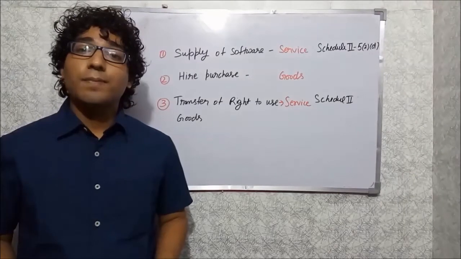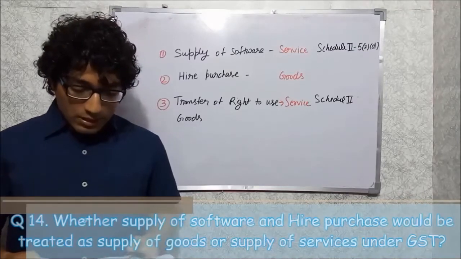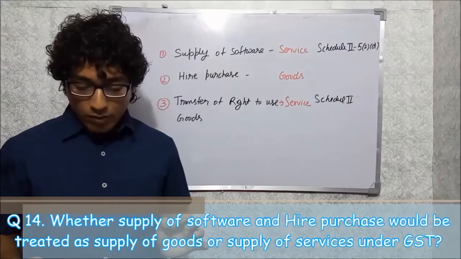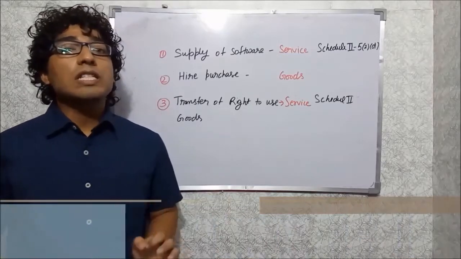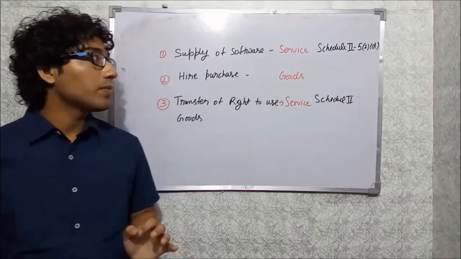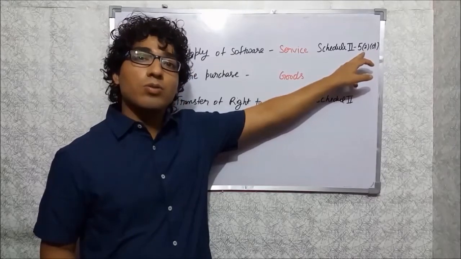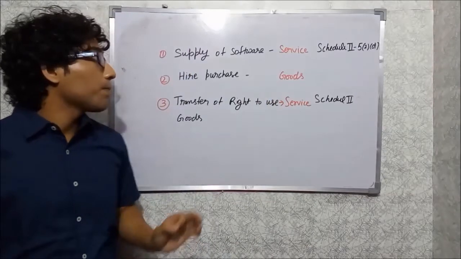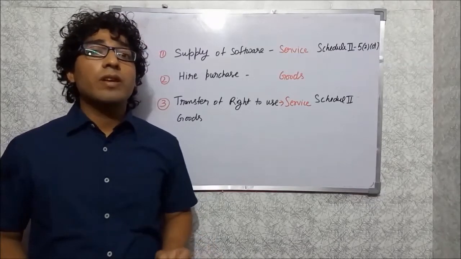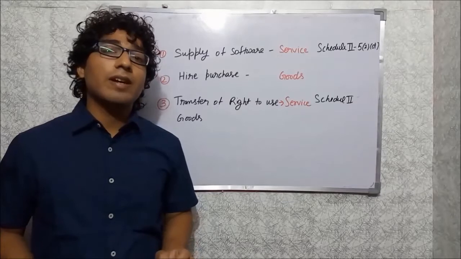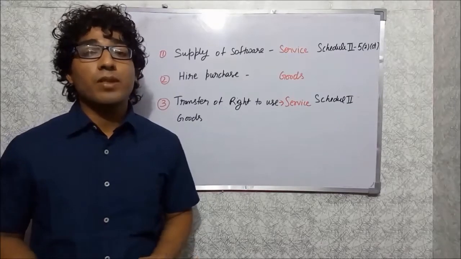And the next question is a very simple one, just about whether the activity is a supply of goods or a supply of service. So the question is whether supply of software and hire purchase will be treated as a supply of goods or supply of service. Schedule 2 especially covers the answer to this question. Serial number 5, clause 2, clause D of Schedule 2 talks about the supply of software. It says that the development, modification, enhancement, customization of information technology software is especially covered under the supply of service. So the supply of software will be treated as a supply of service, not a supply of goods.